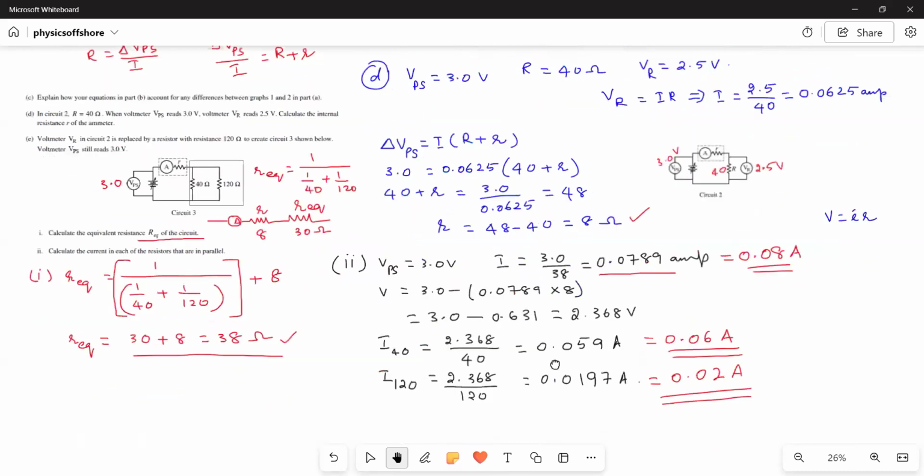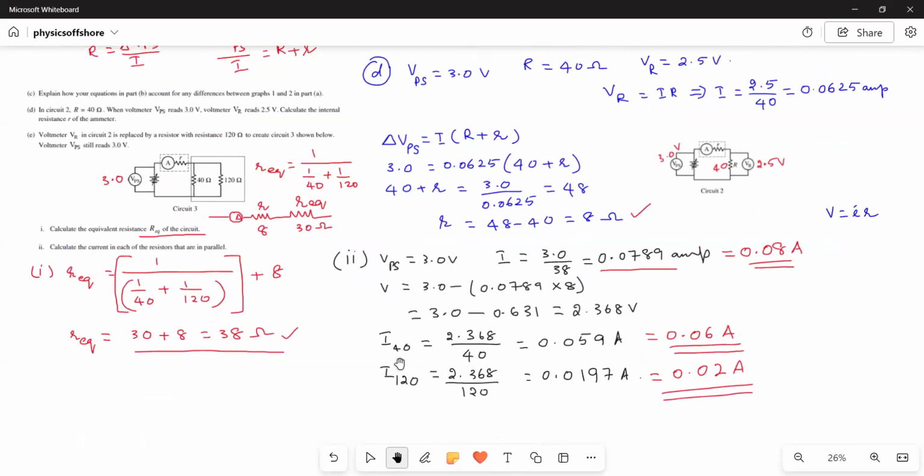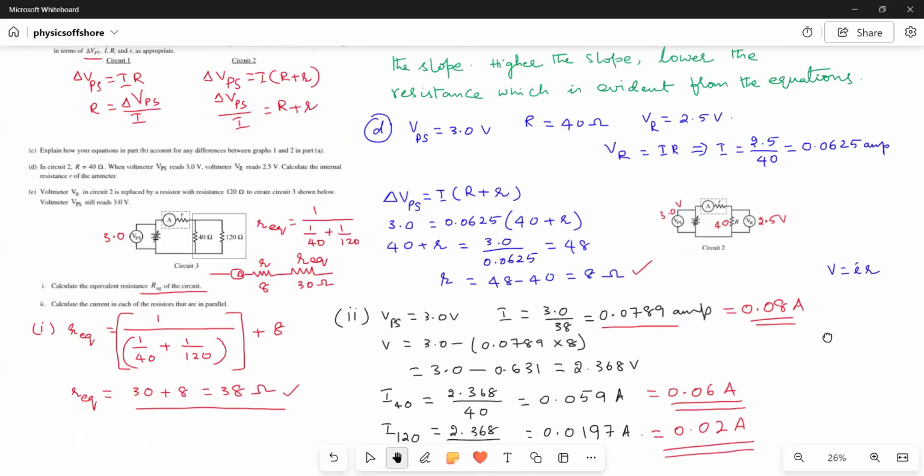Once we find the voltage across the junction, we will calculate the current through each resistor. Voltage divided by resistance gives the current. The same way I calculated the current flowing through each resistor. So this is 0.06 amperes and 0.02 amperes. I first noted down the actual value, and then I truncated the values to two significant figures. All the answers are to two significant figures. So this is the answer for this question.